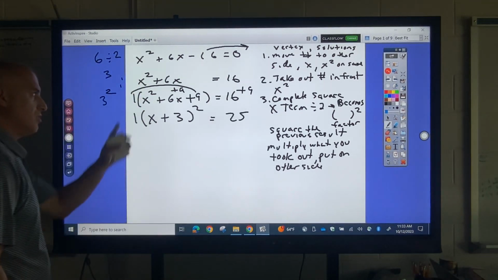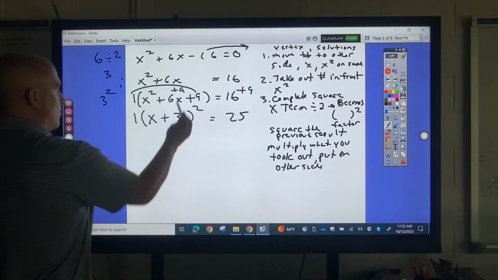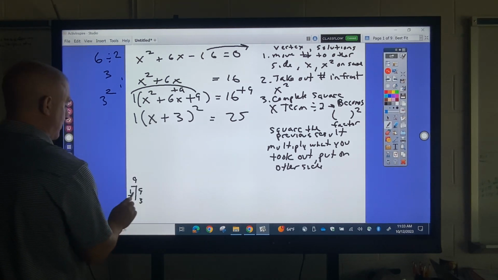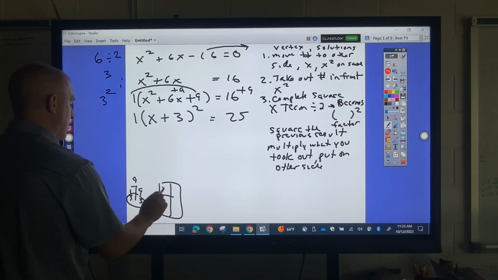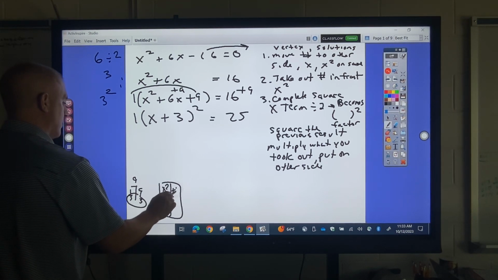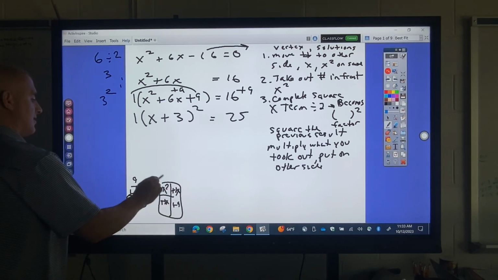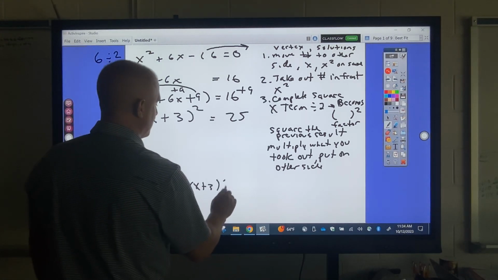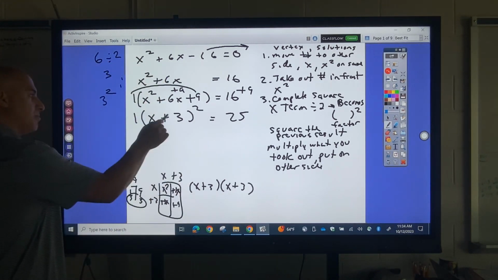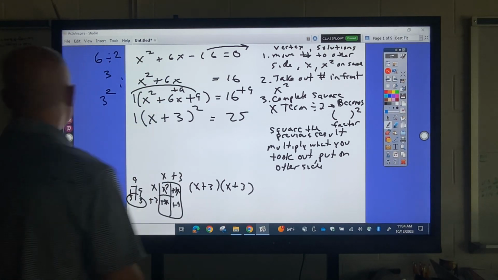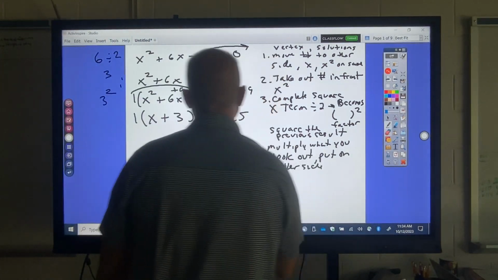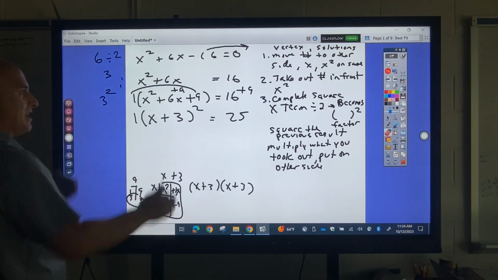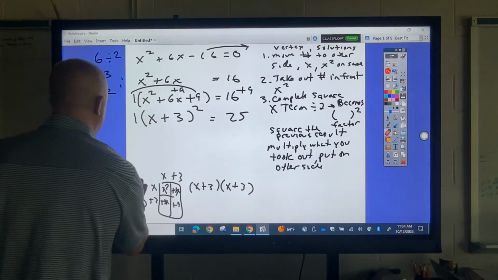Now, why am I allowed to do that? 2 reasons. If I were to go and factor that, 1 times 9 would be 9. Factors of 9 are 1 and 9, and 3 and 3. What set would add up to 6? 3 and 3. And if I factored that, x squared plus 3x plus 3x plus 9, that'd be x plus 3 times x plus 3. What does that give me? x plus 3 squared. So that's why I can do that. And the other component is, because I added 9 and 9, I balanced the equation. So I'm allowed to do that algebraically.